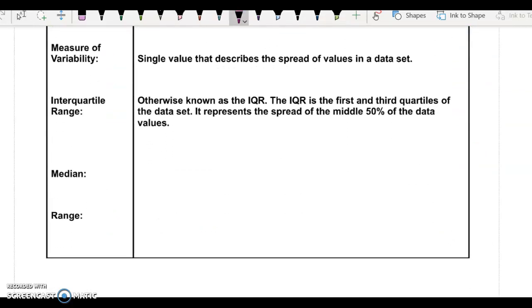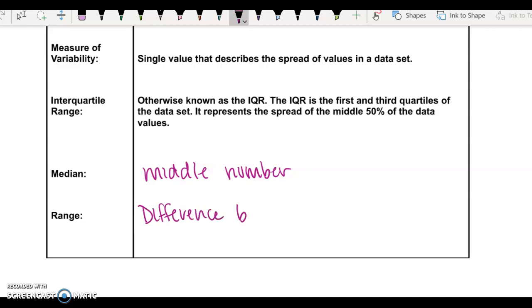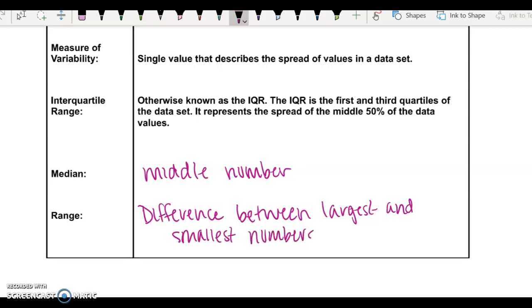Our median is our middle number. And our range is our difference between the biggest and smallest numbers. So again, that's our variation. We learned that last class.